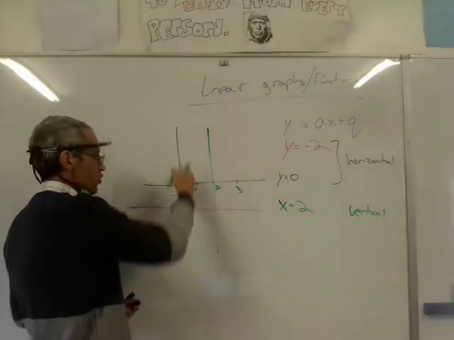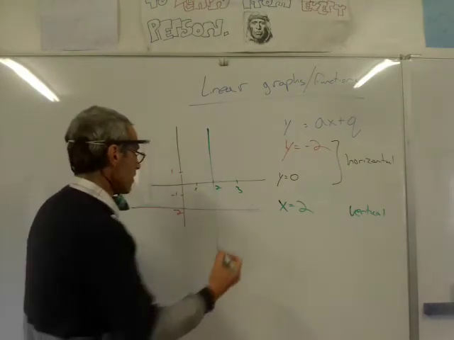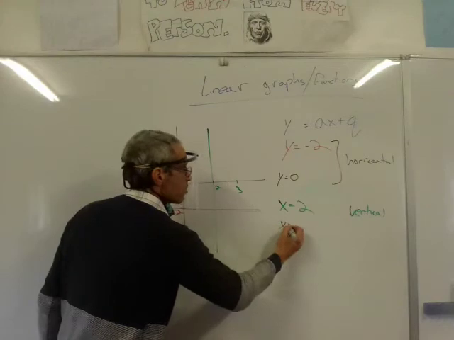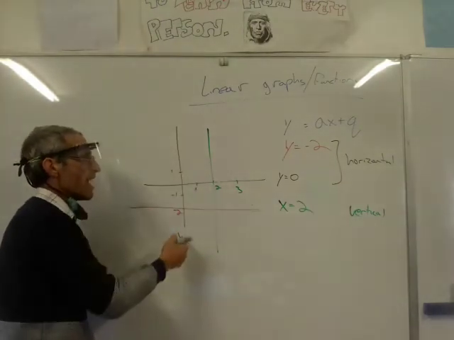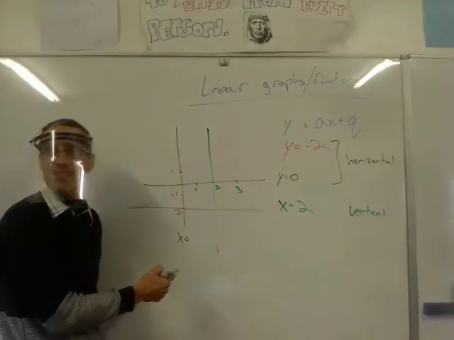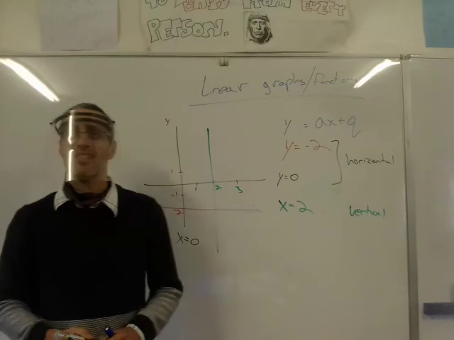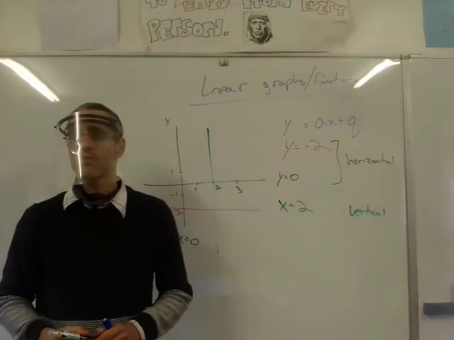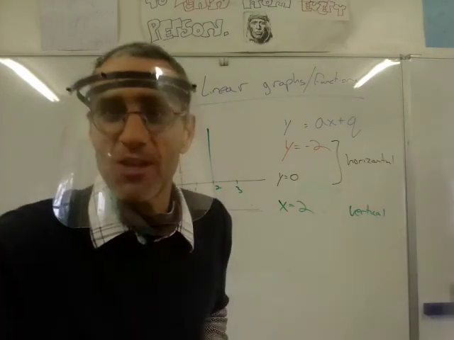Another example, let's take this example. This is also a vertical line. The y-axis is also a vertical line, but this vertical line will be x equals what? What is x along the y-axis? It's 0. So the y-axis is a line called x equals 0. Right, I'll pause here and we're going to do some exercises.